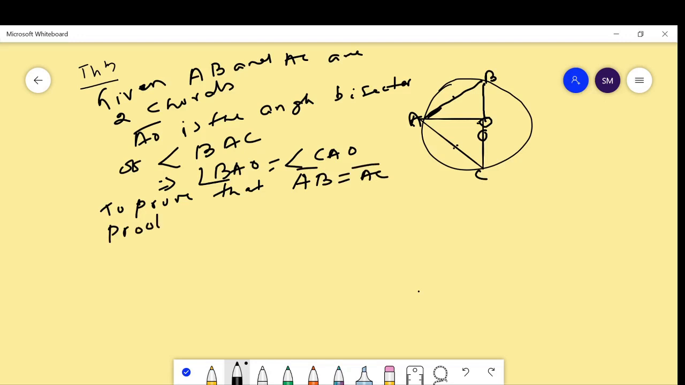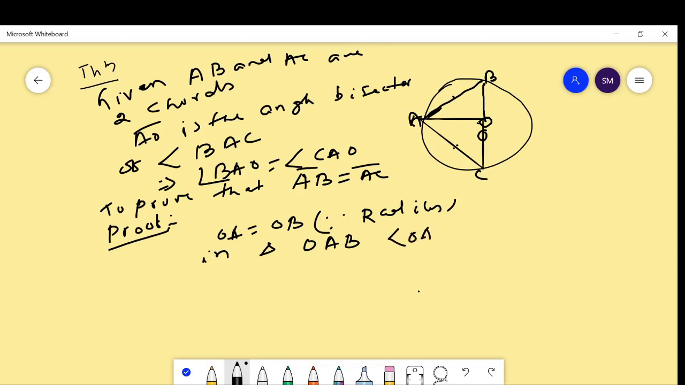Proof. Here OA is equal to OB, since both OA and OB are radius. Then in triangle OAB, angle OAB is equal to angle OBA. Since isosceles, these two sides are equal, this shows that this angle will be equal to this angle OBA, since isosceles.